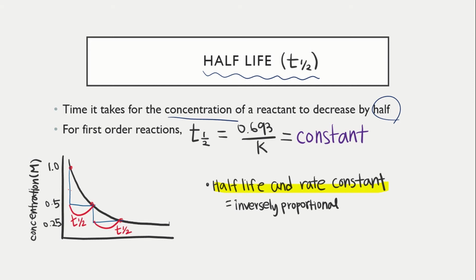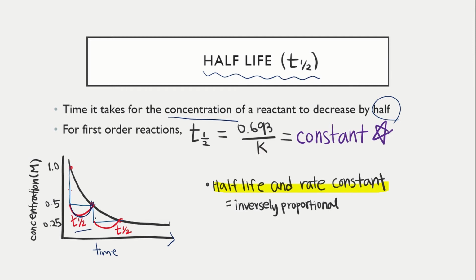So if you look at the graph, the half-life represents the time it takes for the concentration of 1.0 to decrease to its half, which is 0.5. And the half-life for the first order reactions stays constant every time. So half-life is 0.693 over the rate constant. And you can calculate the rate constant if you know the half-life, and you can calculate the half-life if you know the rate constant, because they're in an inverse relationship.